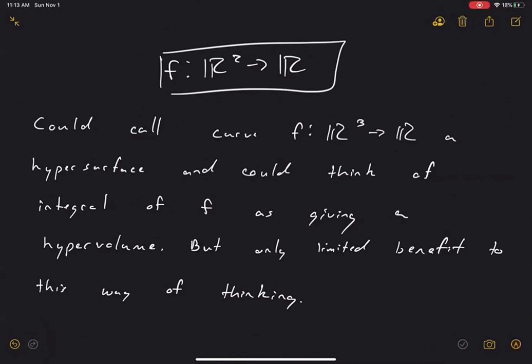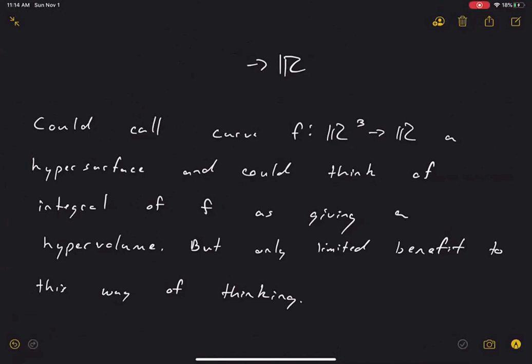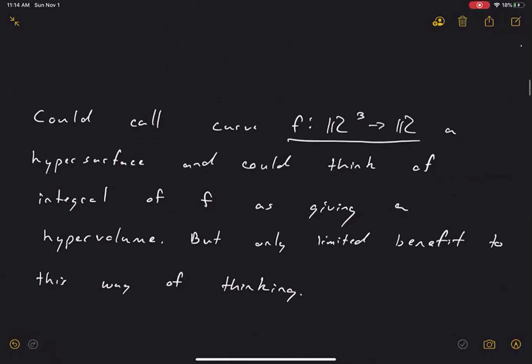You might see hyper pop up in our textbook or other textbooks, like hyperplanes, hypersurfaces, hypervolumes. Hyper just means we're taking it to a higher dimension. So we could call this thing a hypersurface or hypercurve, and we could think of the integral of this function as giving us a hypervolume, like a 4-dimensional analog to volume. It might not make a lot of sense by itself, but maybe if we think of it as an extension of volume, it makes a little sense.